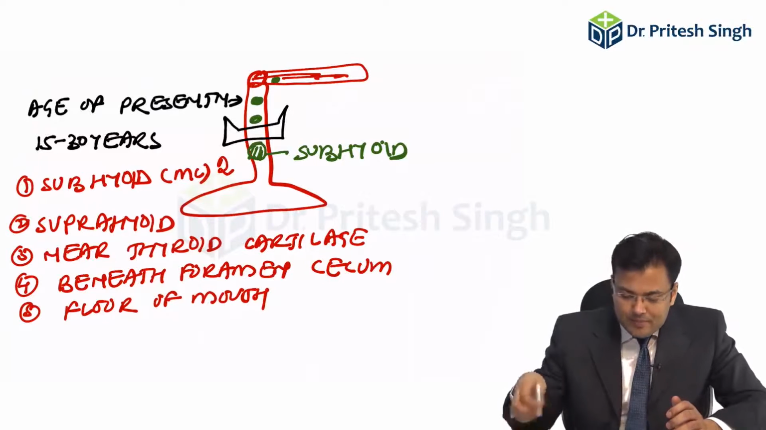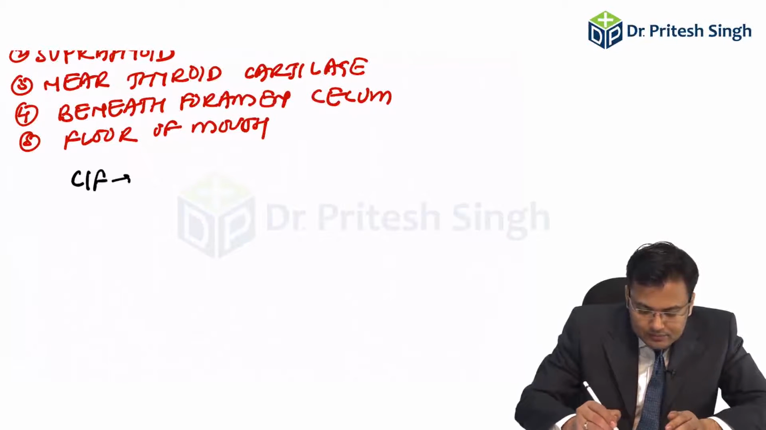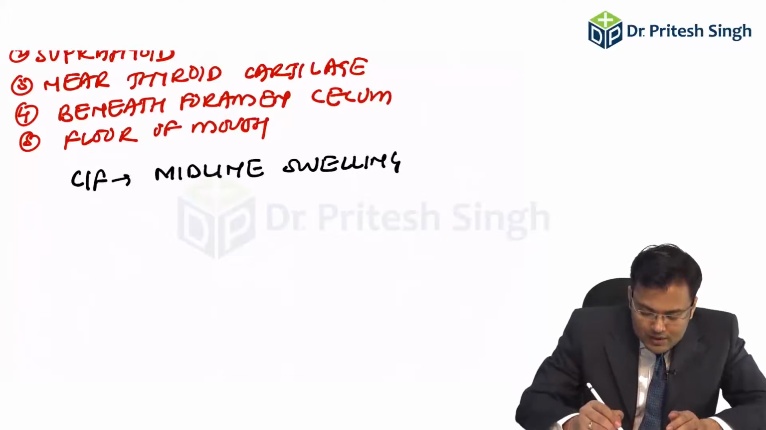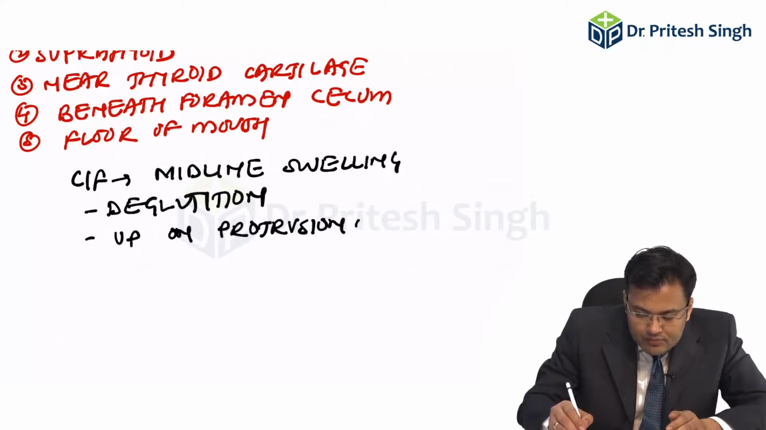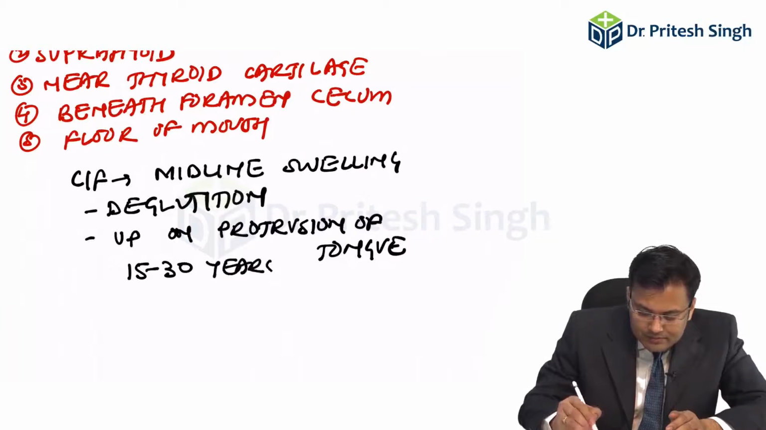So the important points are, there is a midline swelling in the anterior part of neck which moves with deglutition and it moves up on protrusion of tongue. And I told you it's congenital, but the age of presentation is 15 to 30 years.